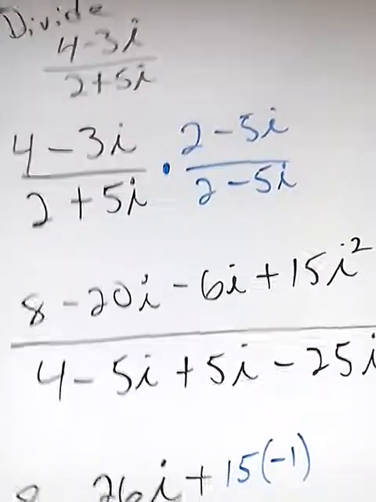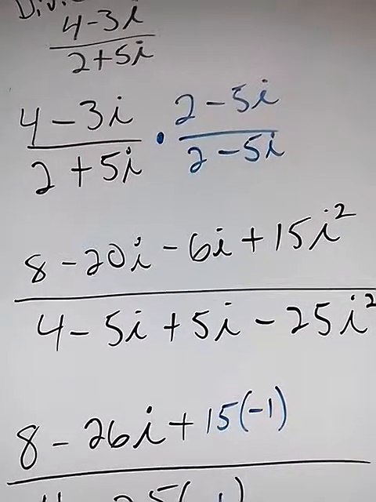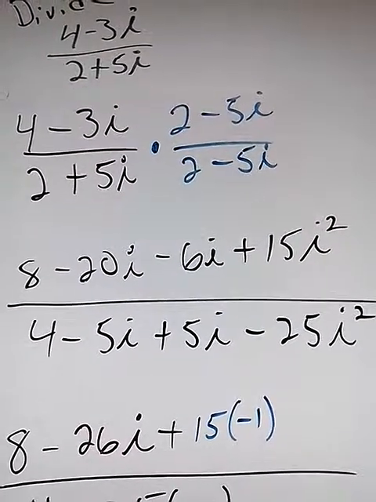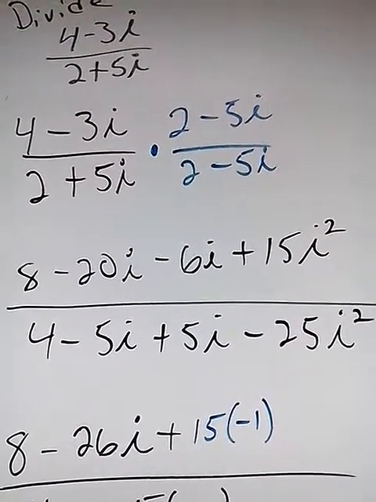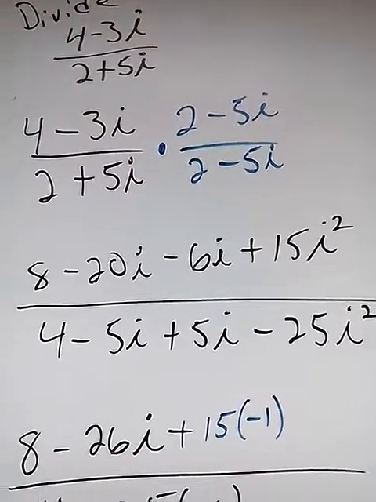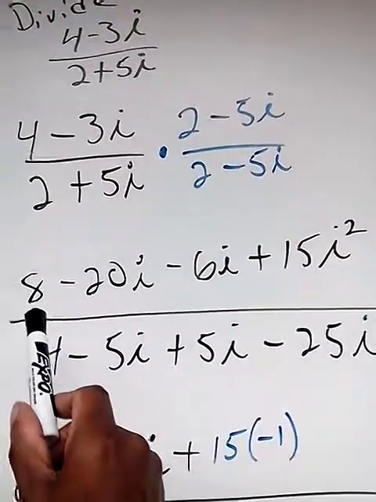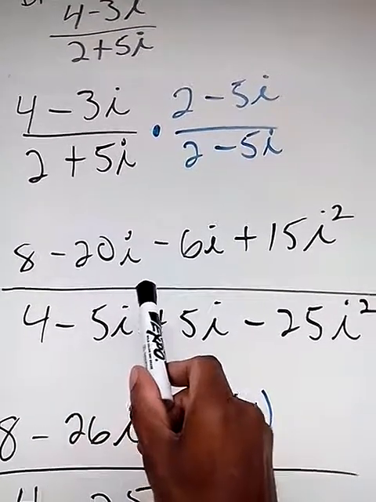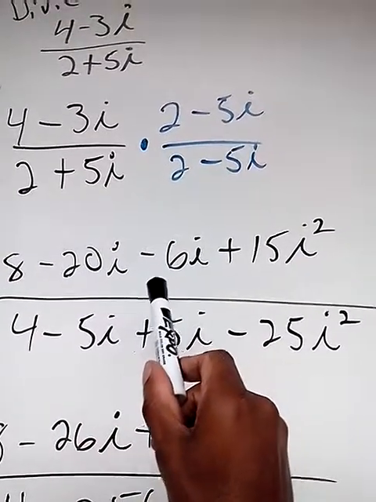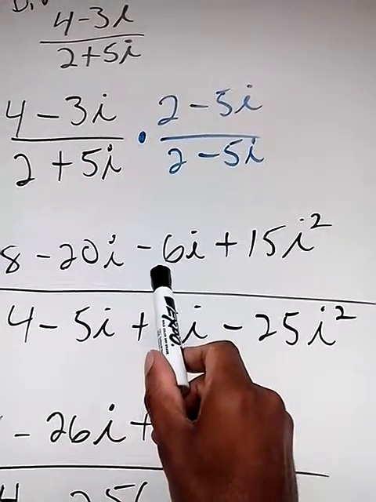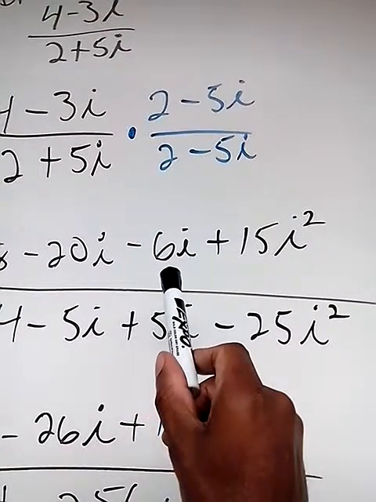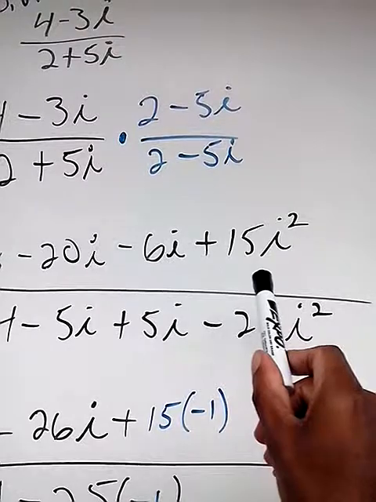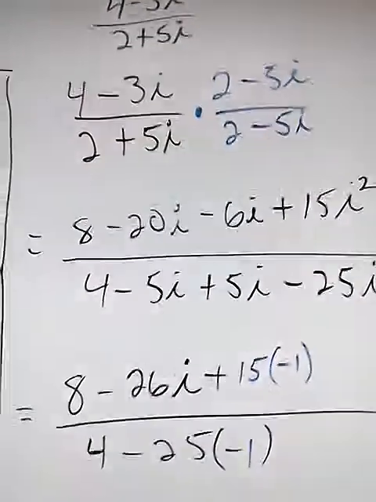So when we do that, we will use the FOIL method to multiply the numerators together. And using that, the first term gives us 8, second term negative 20i, then the inner gives us negative 6i, and then the last plus 15i squared.